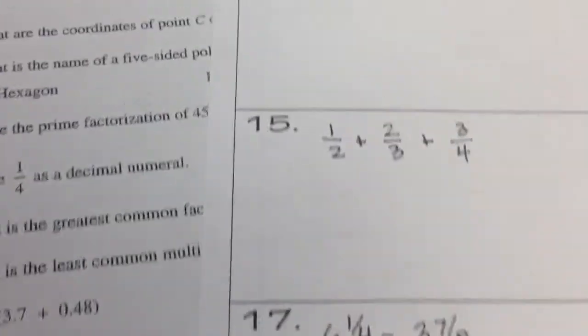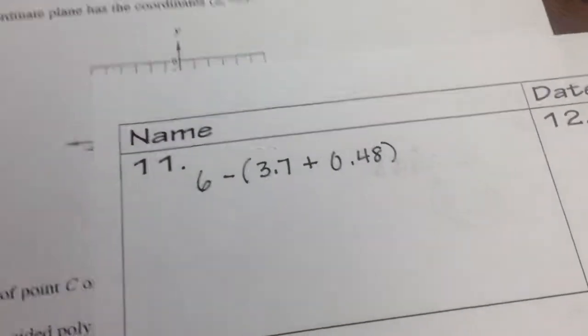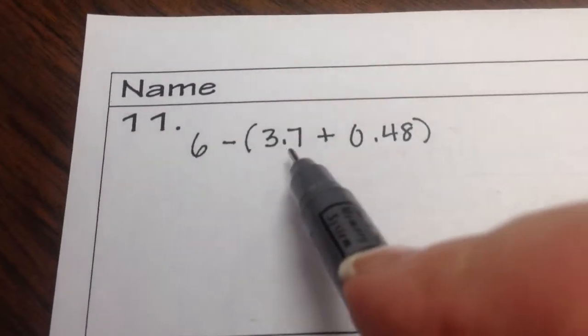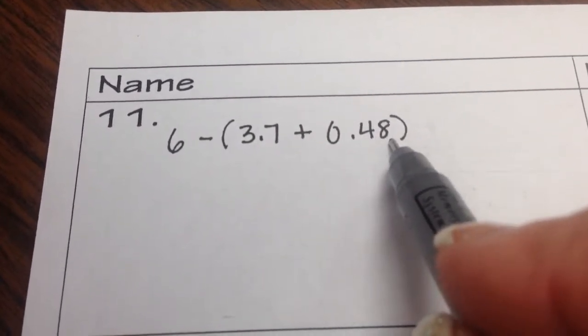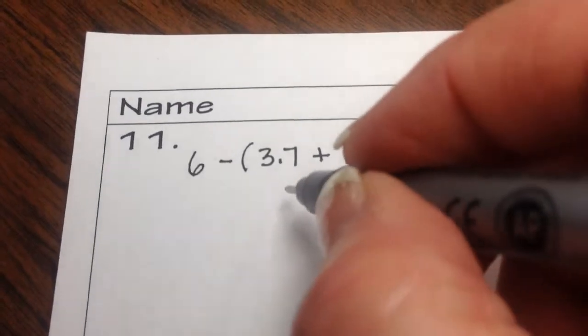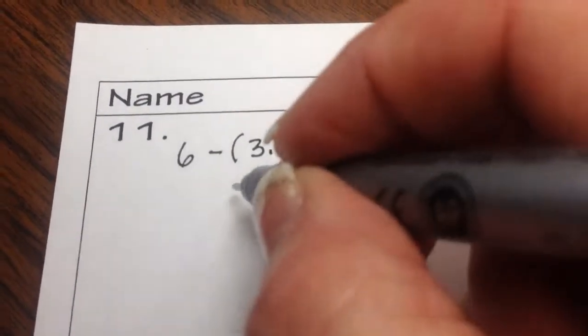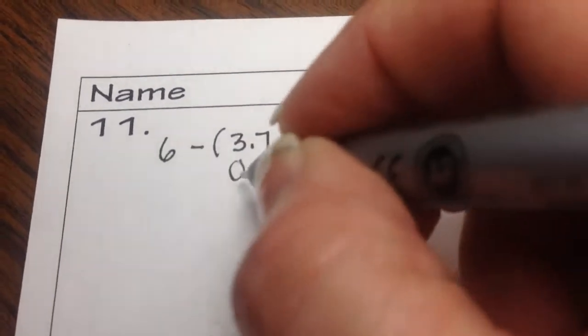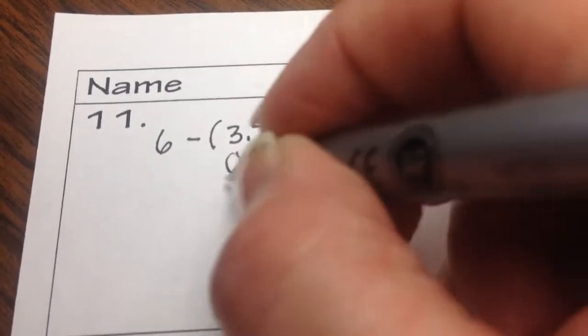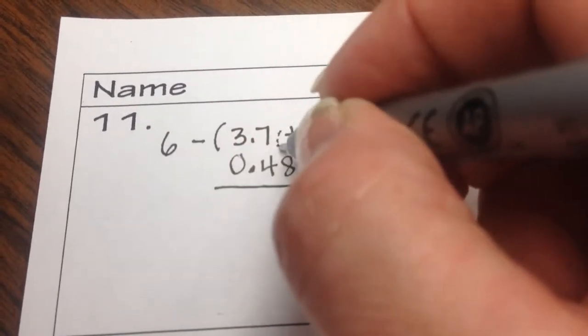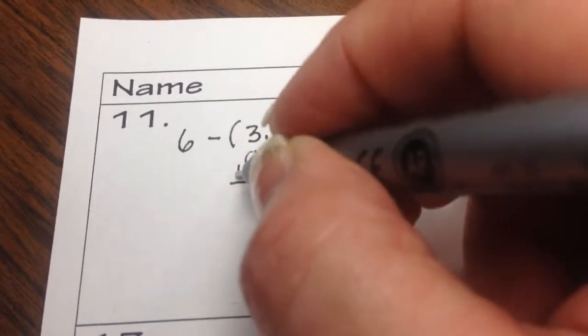All right. Number 11. I think all the rest of it I had written. So number 11 says 6 minus 3.7 plus 0.48. So let's first add that. Remember, we have to line up the decimals. So I have my 0 here, 0.48, and I'm adding it. If I want to imagine there's a 0 there, I can. So I'm going to add these.